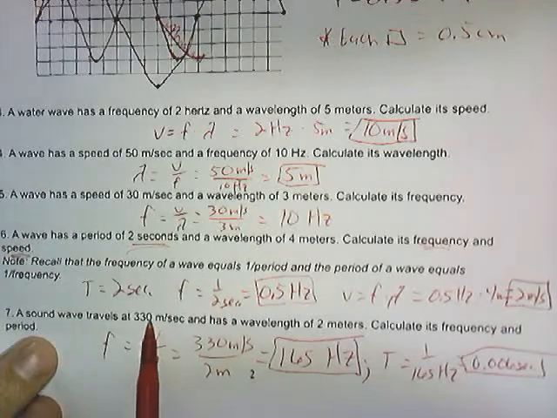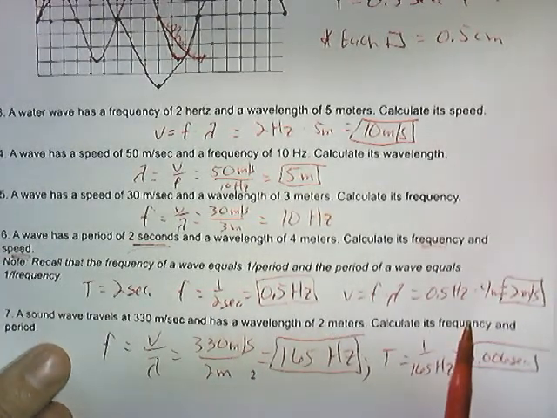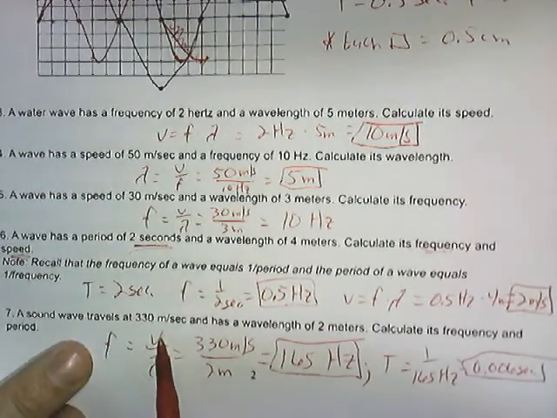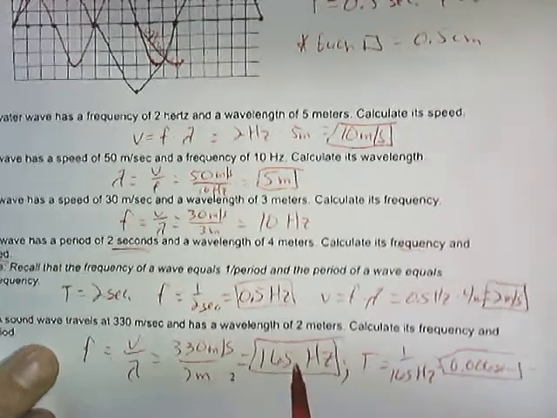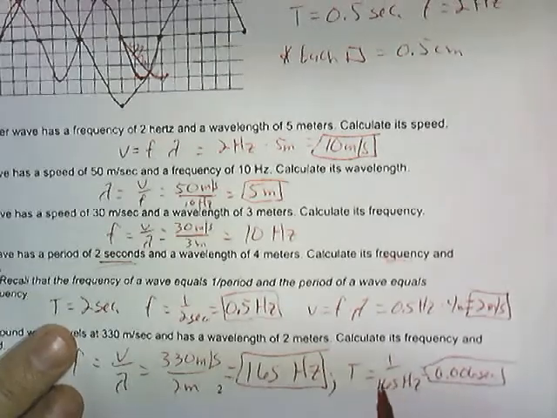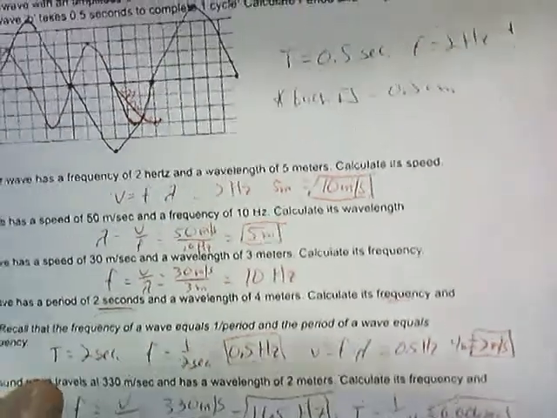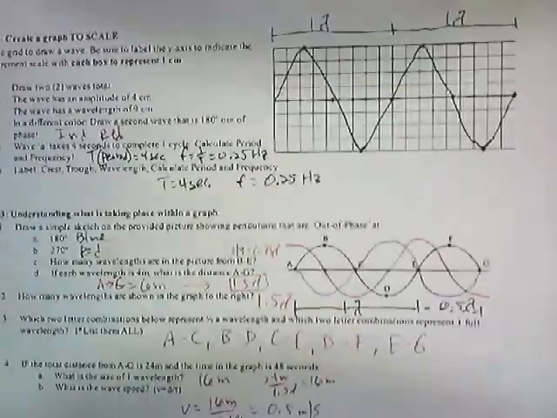A sound wave travels at 330 meters per second and has a wavelength of 2 meters. Calculate frequency and period. So the frequency is going to be speed, 330 meters per second, divided by wavelength of 2 meters, which is 165 hertz. And therefore the period is going to be 1 over 165, which is 0.006 seconds. And that concludes page 2. So moving on to page 3.